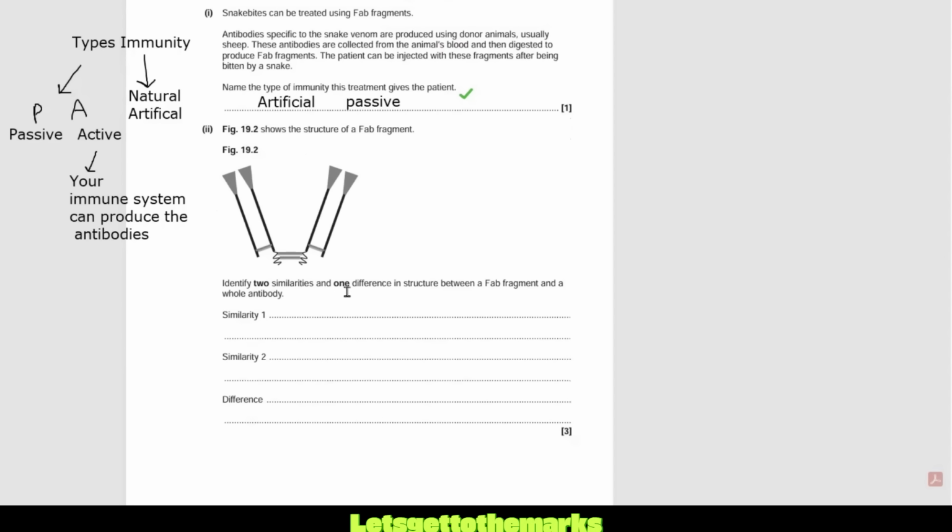Identify 2 similarities and 1 difference in the structure between a Fab fragment and a whole antibody. So compare this to what you know about an antibody. Hopefully you remember what a real antibody looks like. I was going to draw it, but then we're just slowing things down. So for similarities, this is very similar. We've got 2 binding sites. So we want to say there are 2 antigen-antibody binding sites.